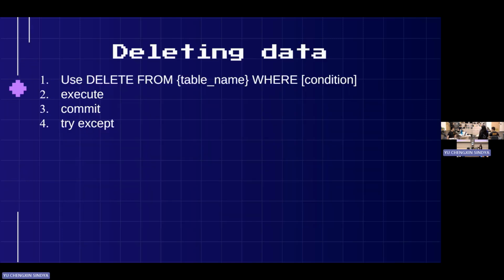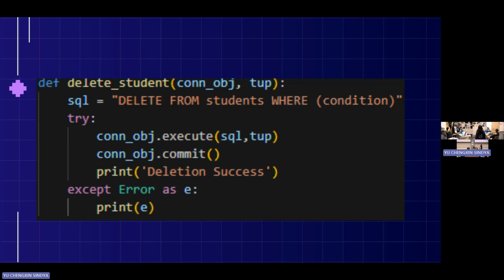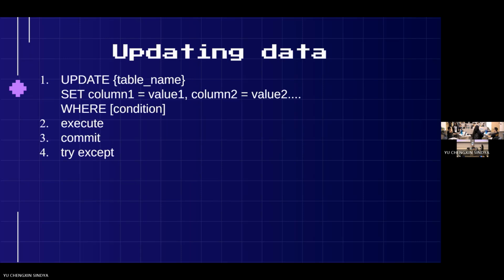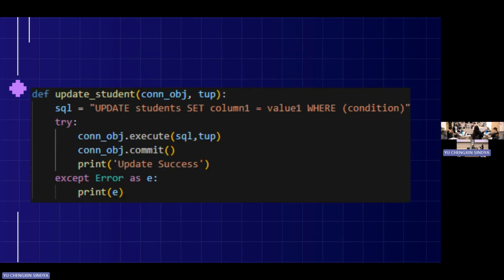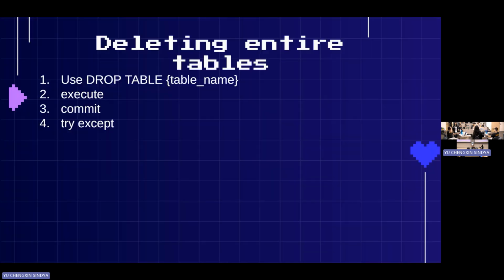Okay, deleting data. Same thing we taught just now. Use delete from table name where condition. Execute, commit, try, accept. Like he said, you better walk away with the last three from this workshop. And then updating data is the same, it's just update, like we changed the thing. Drop table, so same thing.